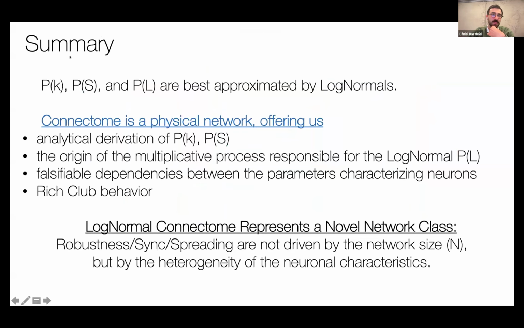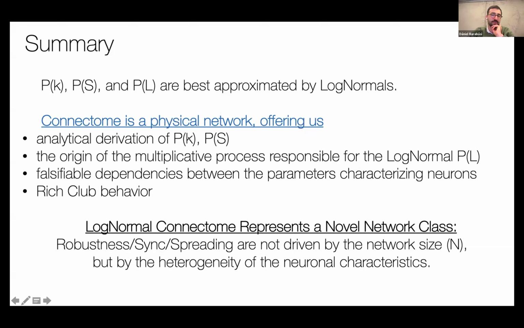So, okay. In summary, I showed you that the degree distribution, the number of synapses, and the length distribution within the brain are best approximated by log-normal distributions. And if we think of the connectome as a physical network, it allows us an analytical derivation of these values.